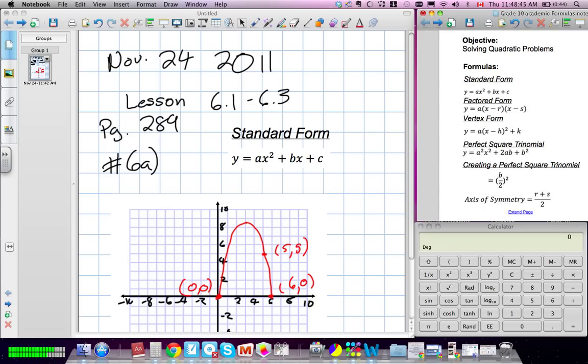So I can put it in standard right away, but looking at this graph, I have no idea how to do that. Or I can put it in vertex or factored. Now to put it into vertex form, what do I need on this parabola? I need to know what the actual vertex is. We don't. So I can't actually use vertex form right away. Factored form, what do I need to know to put it into that? X-intercepts. Do I have them? Yes. So I can use factored form. So we're going to start with factored form in this question.